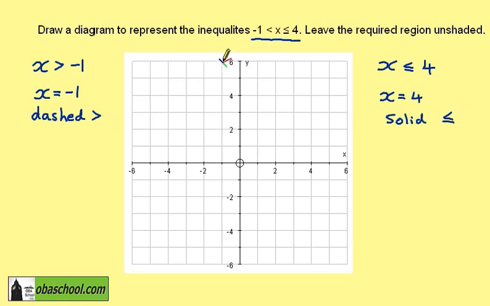So we need to draw x equals -1 as a dashed line. This is a vertical line going through -1 on the x-axis. We now need to draw x equals 4 as a solid line, and we need to label both lines.